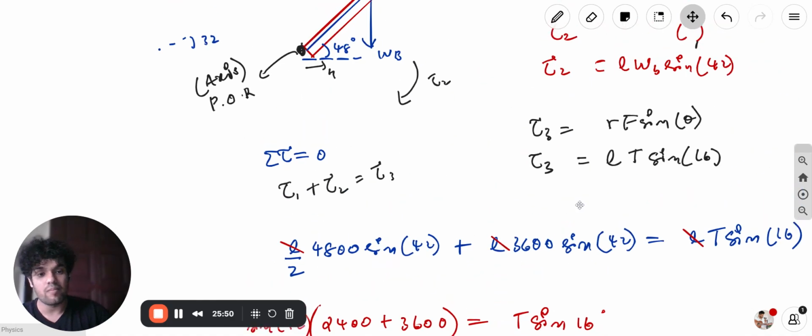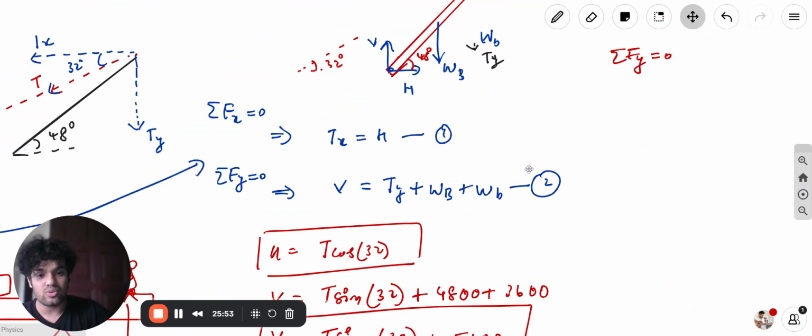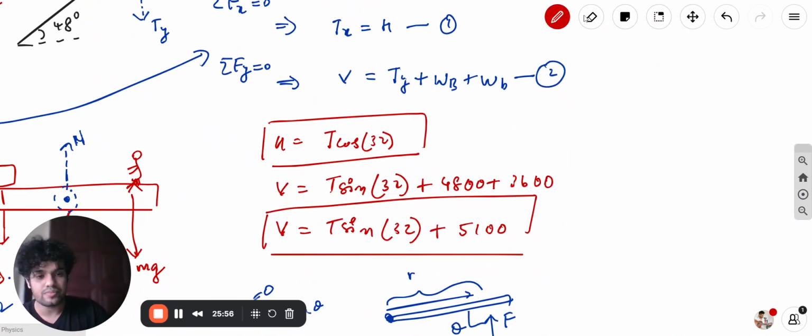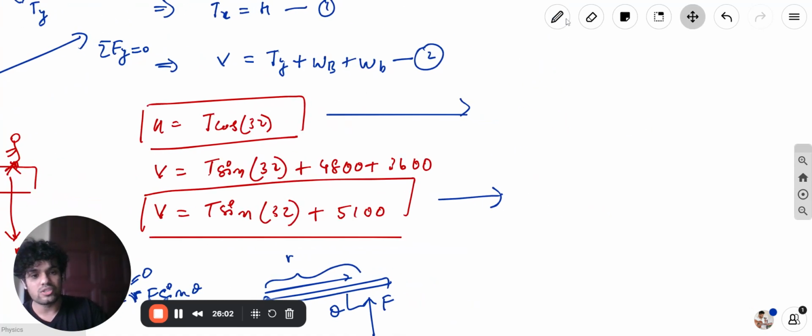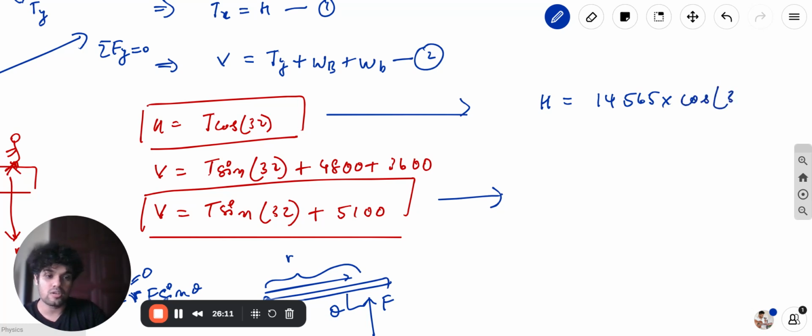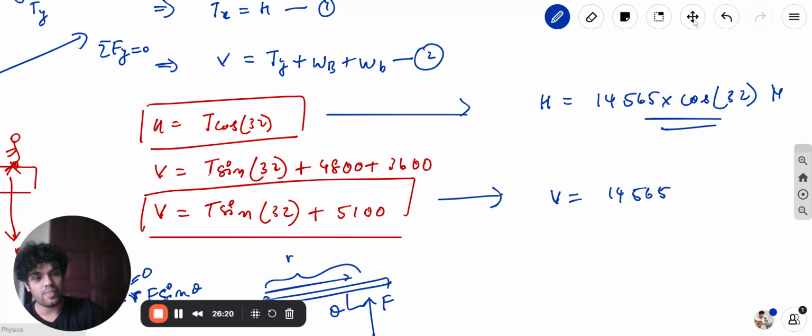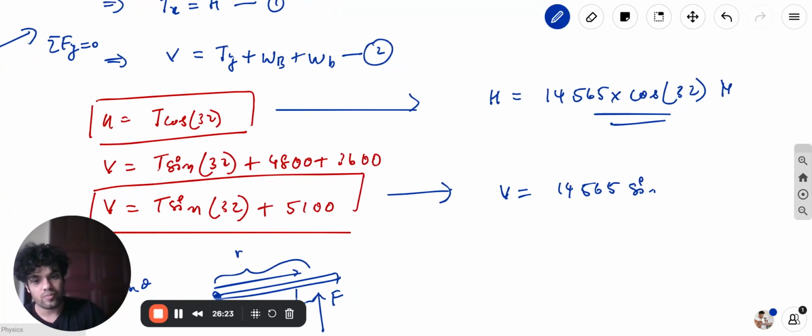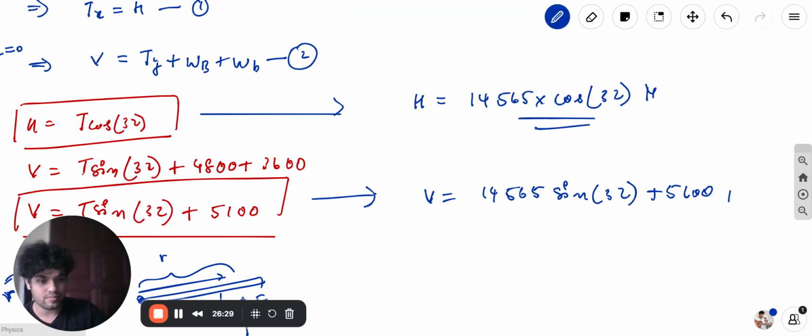We go back up and substitute that in these equations. See, in these equations over here, right? So what do we get? So our horizontal force is just T. What was T? T was 14,565 times cos 32, how much ever newtons, and the vertical force will be 14,565 sine 32 plus 5100, how much ever newtons that is. Okay, so that's it. This is the problem.